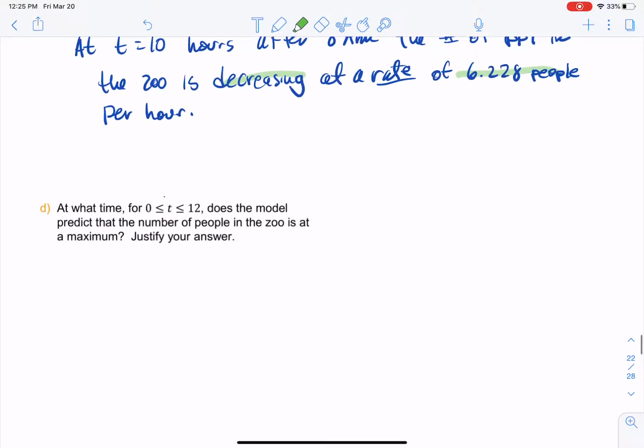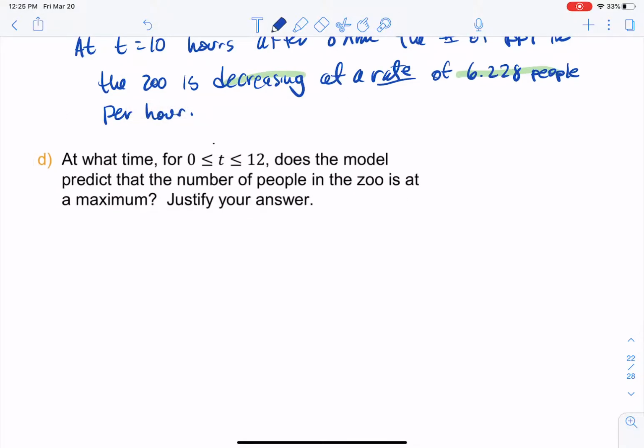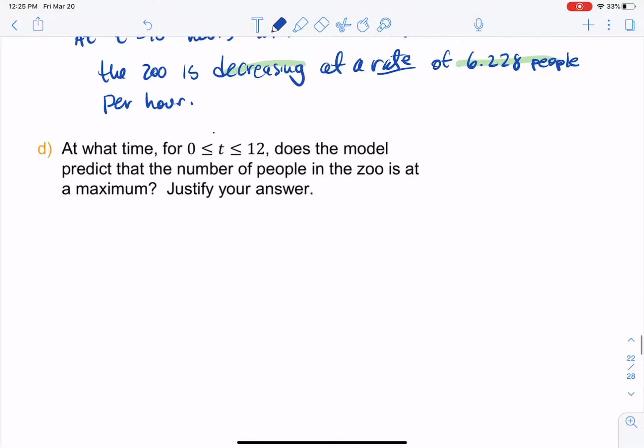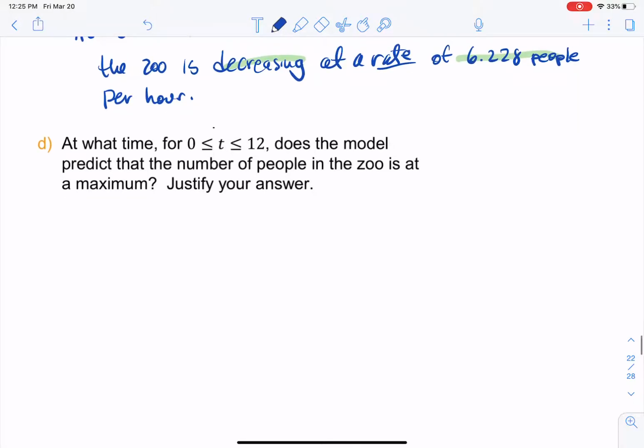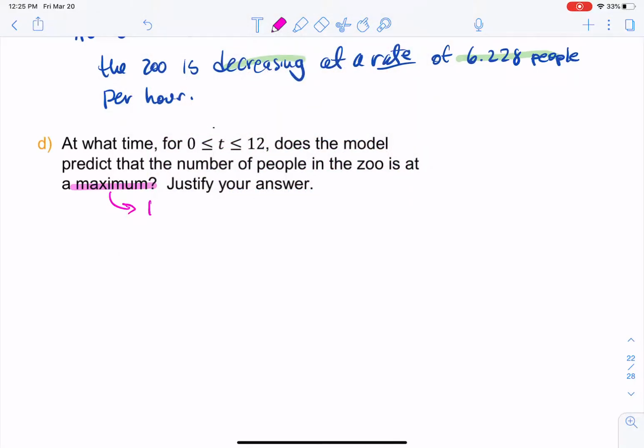All right, one last portion on this one. Part D. At what time t, between 0 and 12, does the model predict that the number of people in the zoo is at a maximum, and justify your answer? Looks like this kind of thing is common to a lot of these things, where we are taking a look at a maximum, and in order to find a maximum, we want the closed interval test. Hopefully, something like the closed interval test appears on the AP Calculus exam.